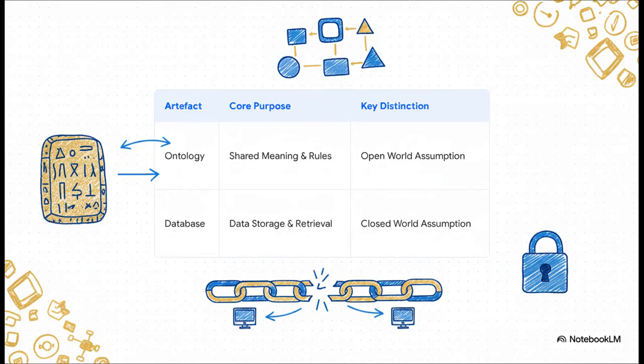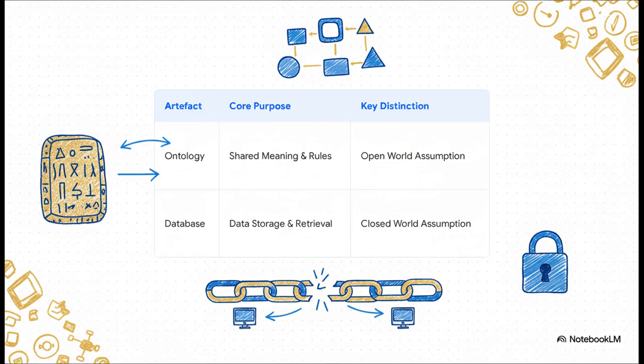The key difference is really this. A database is for storing facts. An ontology is for defining rules. And that leads to this huge distinction in how they think. A database has a closed world assumption. If you ask it if I have a sister, and there's no record of one, it will say false.